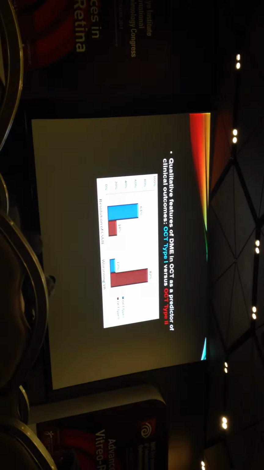We found that the type 1s had a higher rate of resolution of CSME, as well as a lower rate of worsening visual acuity compared to type 2, and that's especially dramatic if you look at this, 12% versus 82%.